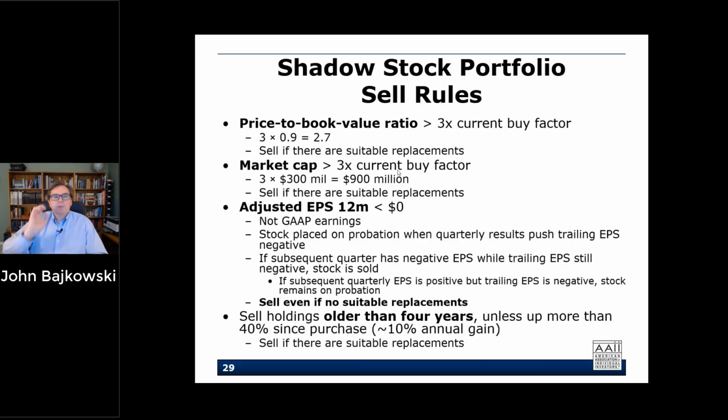So when it comes to the specific shadow stock portfolio sell rules, we want to make sure that when we buy these stocks, they're a deep value, but we want to give them room to run for positive reasons. So we may buy it when it has a price to book of less than 0.9, but we're going to let that price to book expand 3 times that level before we consider selling it. So you want your winners to run a little bit. And we only sell it if we can find an attractive, suitable replacement for it.